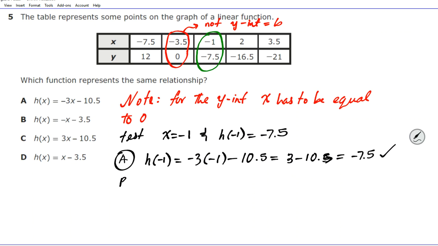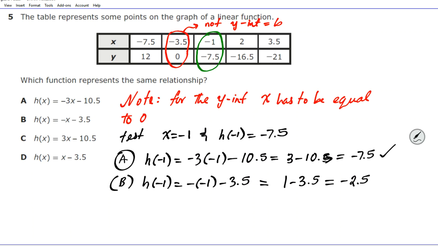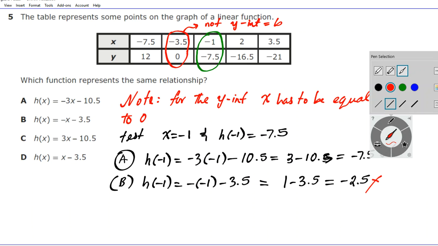Alright, let's test option B. Let's see what happens there. H of negative 1 is going to be negative 1 minus 3.5. If you simplify this, you have 1 minus 3.5. 1 minus 3.5 is negative 2.5. And that is not the y coordinate we desire, so this is incorrect. Scratch out option B.